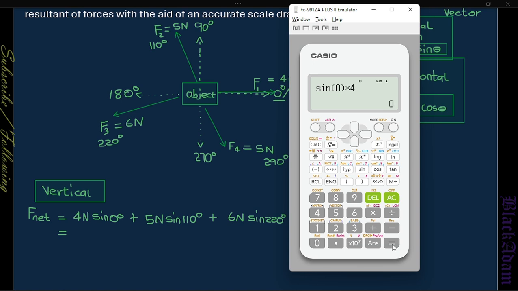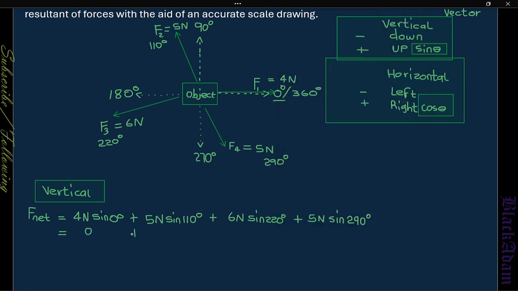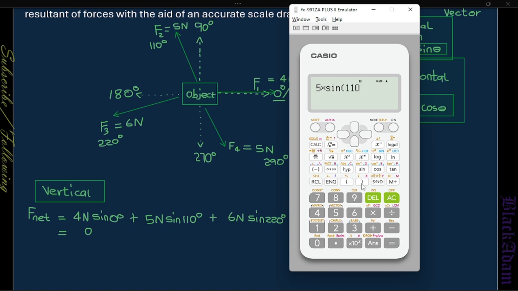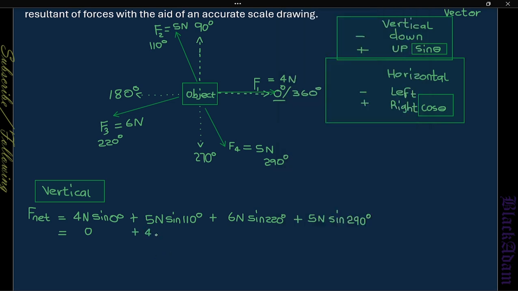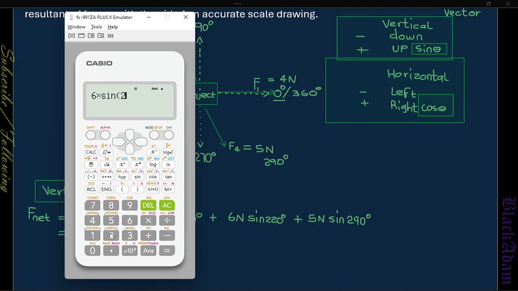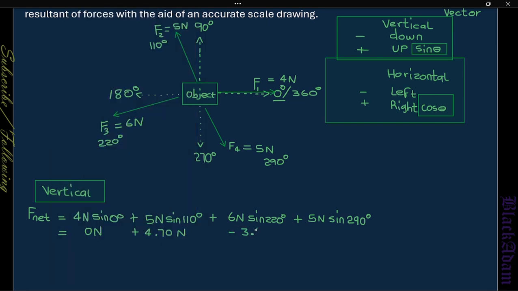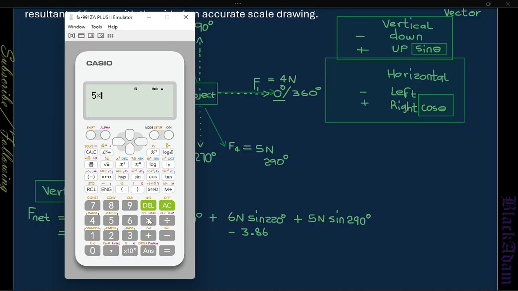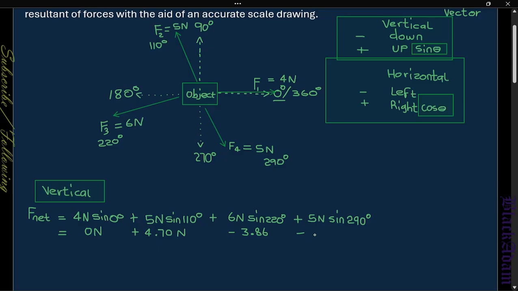Sine 0 multiplied by 4 is 0. Then we have 5 times sine 110, that's positive 4.70 Newton. Then we have 6 times sine 220, that's negative 3.86. And 5 times sine 290 is going to be negative 4.70 Newtons.